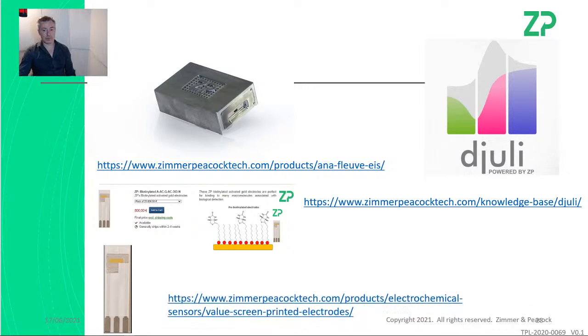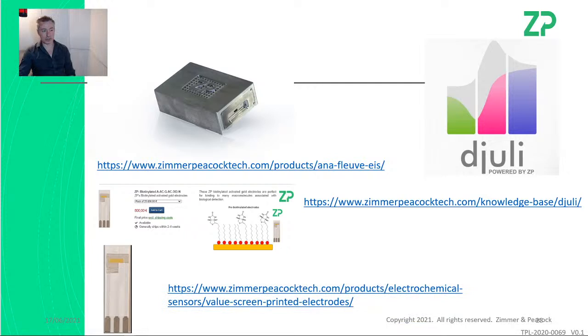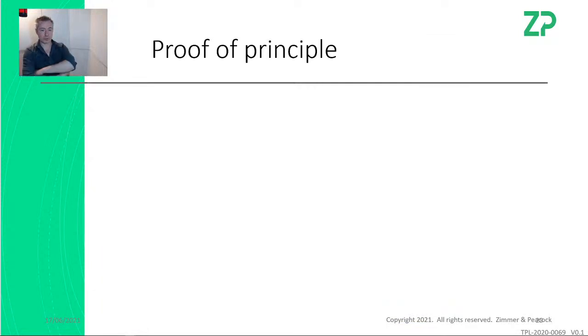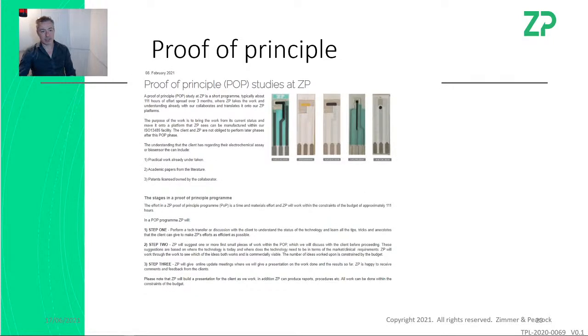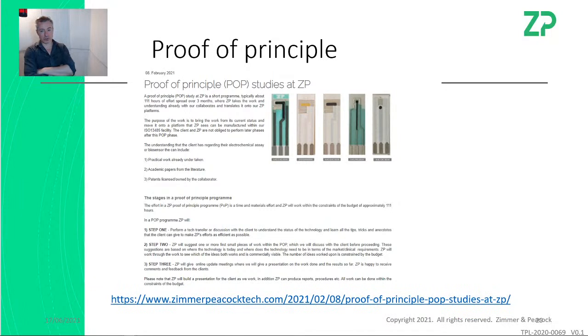Now, if you really want to accelerate your program, then at ZP we do things called proof of principle, where we can get most biosensors or immunosensors to proof of principle in the clinical range in about 3 months, with about 100 hours' worth of effort. So Zimmer Peacock, we support people in the development, and we also do development on behalf of people as well.